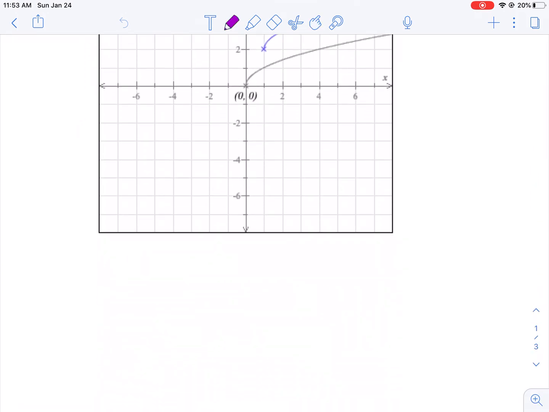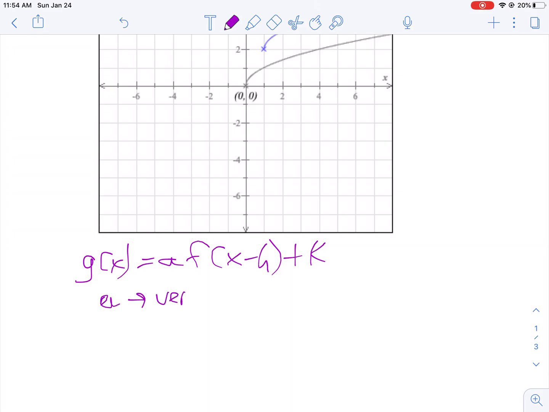And once again, transformations. If you have a transformation such as g of x equals a times f of x minus h plus k, the a is our vertical dilation. That is, it gets skinnier if a is greater than 0. It gets wider if a is less than 0. And it flips over the x-axis if a is less than 0.